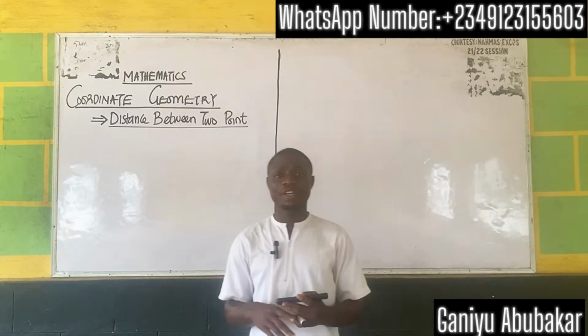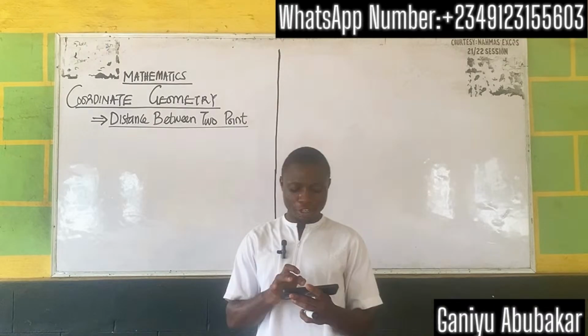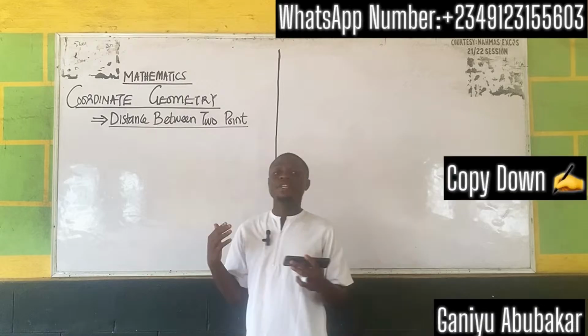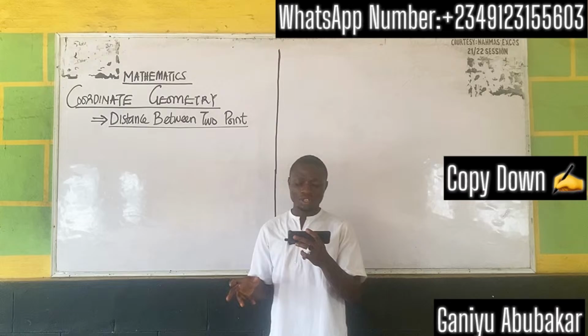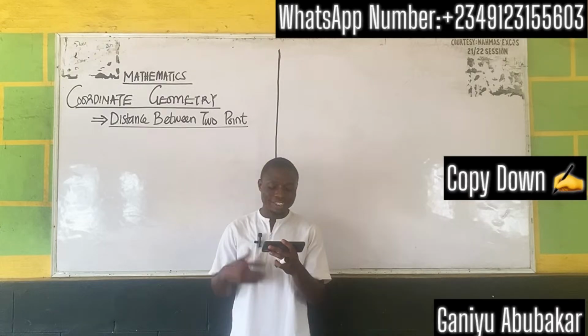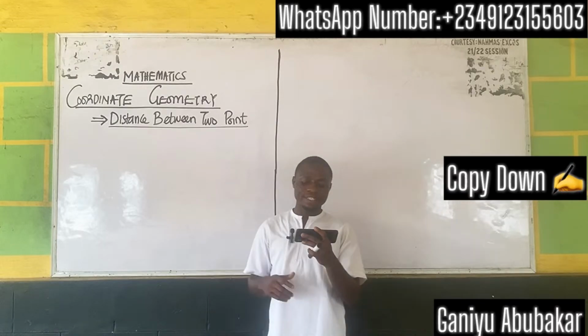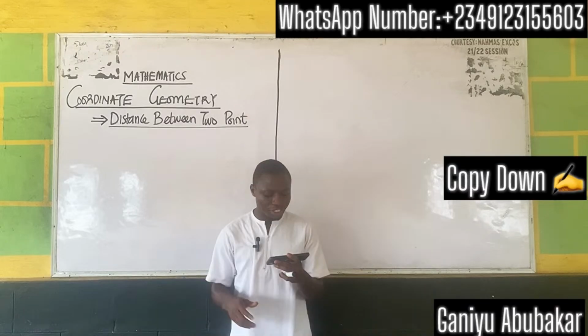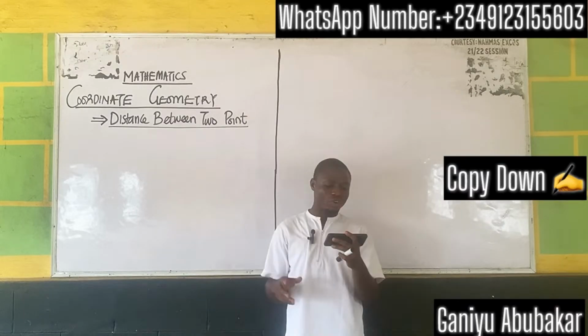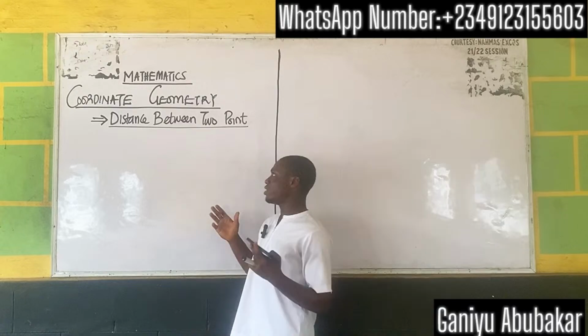First things first, by definition, the pair x, y is called coordinates of point x and y. That is, the point at which x and y meet in the rectangular coordinates considered. All right. Distance between 2 points.